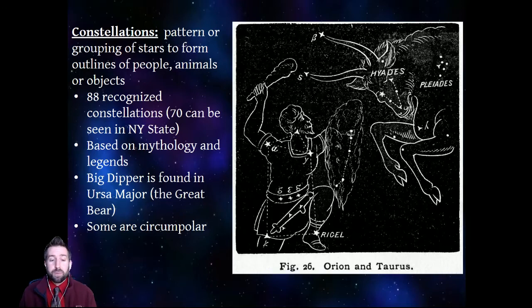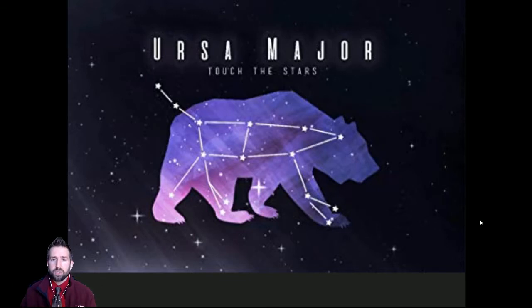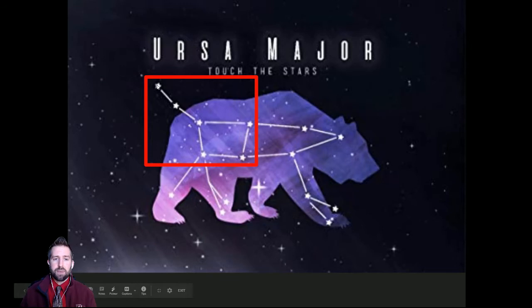So, the Big Dipper is one of the big ones, joke intended, and is found actually in the Great Bear, Ursa Major. So there are some constellations that are sub-constellations, and we'll see in a moment. Also some of these are circumpolar, so some of these actually will never set depending on your location. So here is Ursa Major, and you can see here is the Big Dipper. 1, 2, 3, 4, 5, 6. It makes up the back end and the tail, and the rest of it would be Ursa Major.